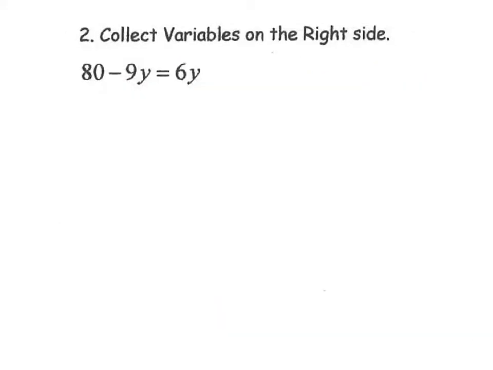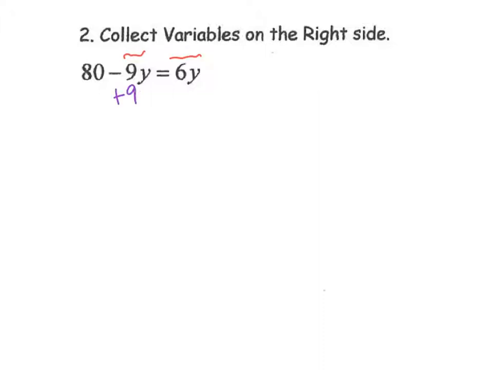Remember the whole goal of the lesson today? You wrote it in the margin. Move the smaller variable first. So on number 2, I'm not going to touch the 80. I'm going to focus on the variables. I'm going to move the smaller variable first. Which variable is smaller? A negative 9 or a positive 6? Negative 9. You're right.